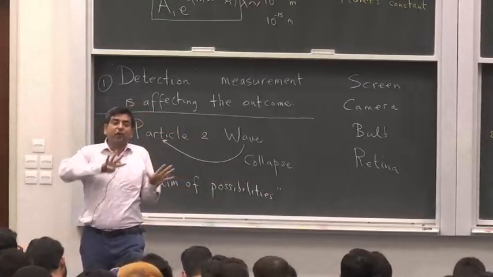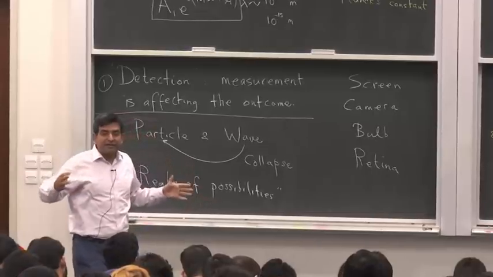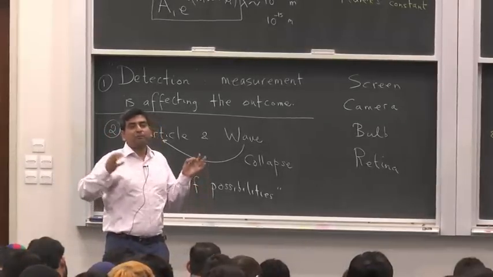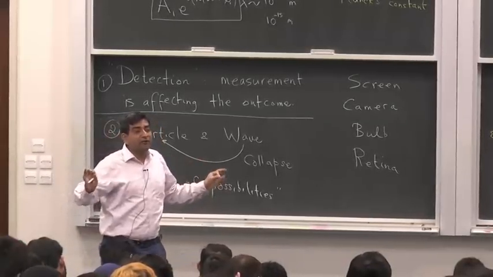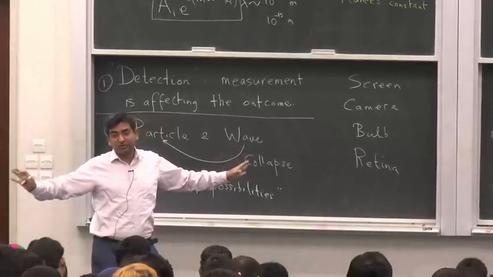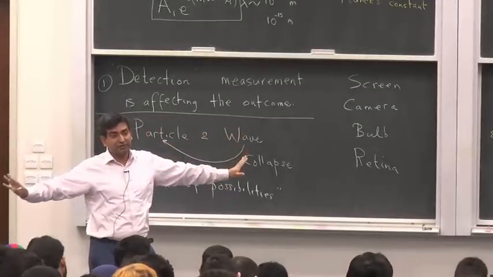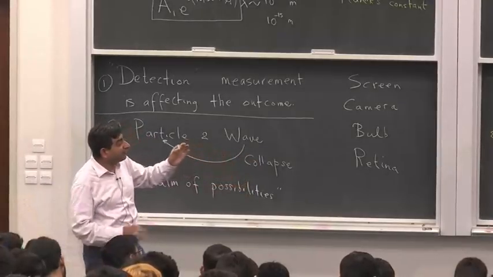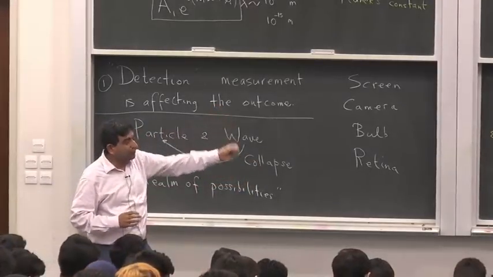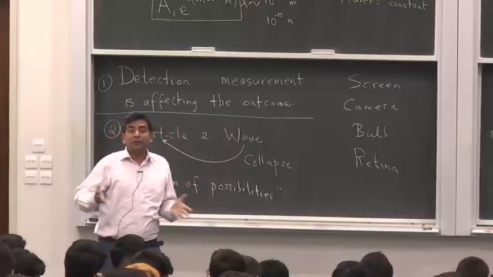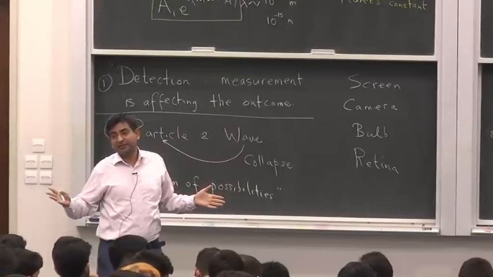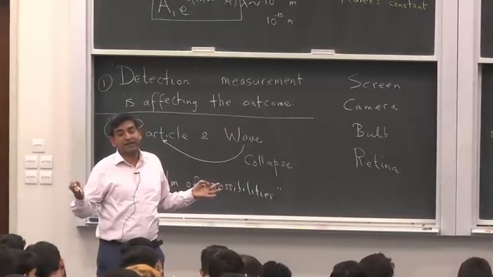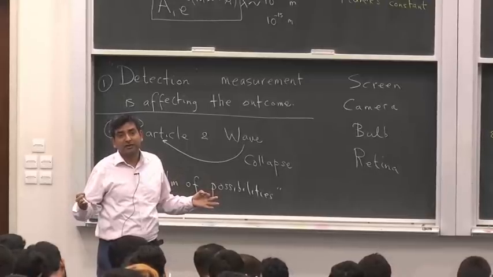So before falling on the screen, the electron harbors or possesses a realm of possibilities of position. You don't know which path the electron is taking. It can take any path whatsoever. And before falling on the screen, you cannot tell what is the position of the electron. What is the x of the electron, the path of the electron.